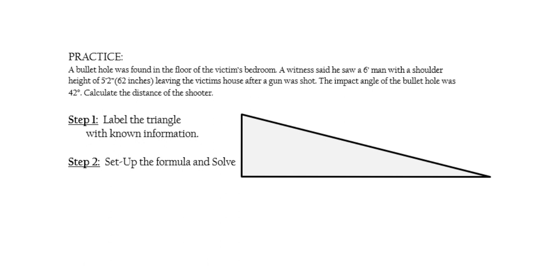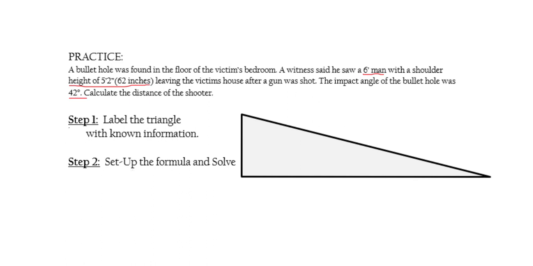So if we look at this practice problem that's in the middle of the page, it tells you that a bullet hole was found in the floor of a victim's bedroom. A witness saw a 6-foot man with a shoulder height of 5'2" or 62 inches leaving the victim's house after a gun was shot. The angle of impact for that bullet hole was 42 degrees, so calculate the distance that the shooter was standing.